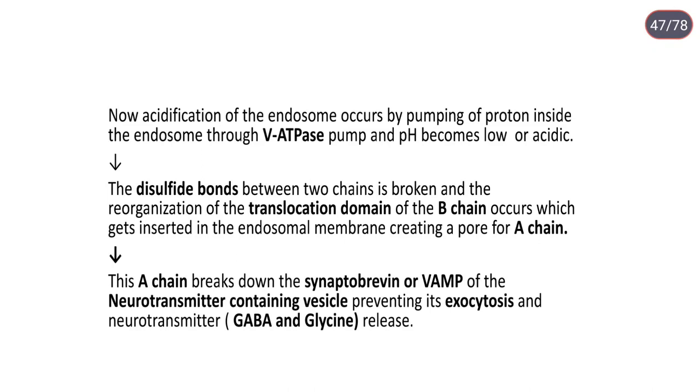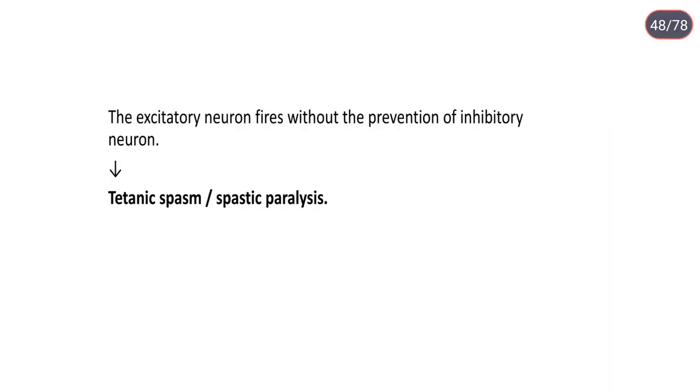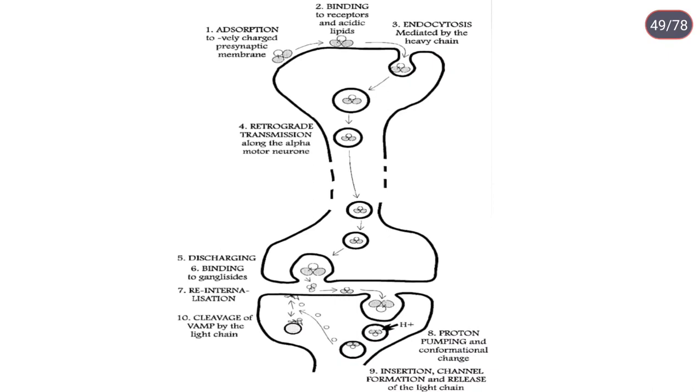Now this A subunit will cause breaking down of synaptobrevin on the neurotransmitter containing vesicle, preventing its exocytosis, and there is inhibition of release of the inhibitory neurotransmitters like gamma aminobutyric acid and glycine, which will prevent the inhibitory neuron from firing, and ultimately tetanic spasm or tetanus spastic paralysis develops. So this is the same mechanism shown here.